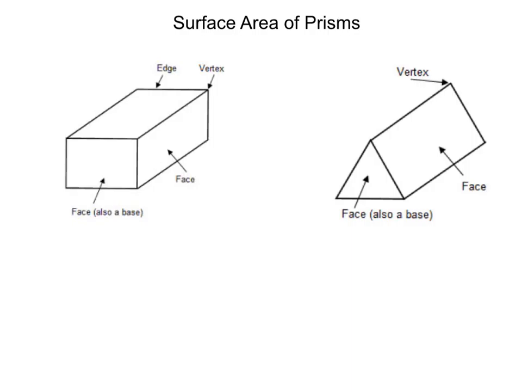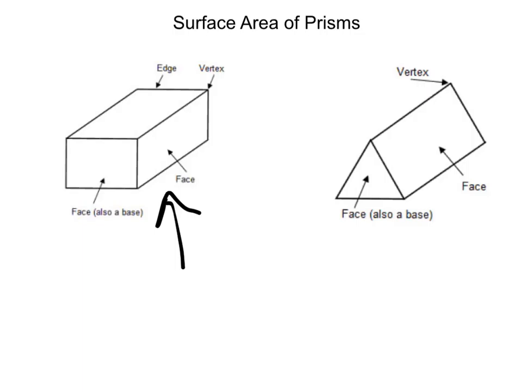Hello, tonight our lesson is on the surface area of prisms. So we are going to look at two different kinds of prisms. First we have the rectangular prism, this one right here. It's called a rectangular prism because all of the faces are rectangles.